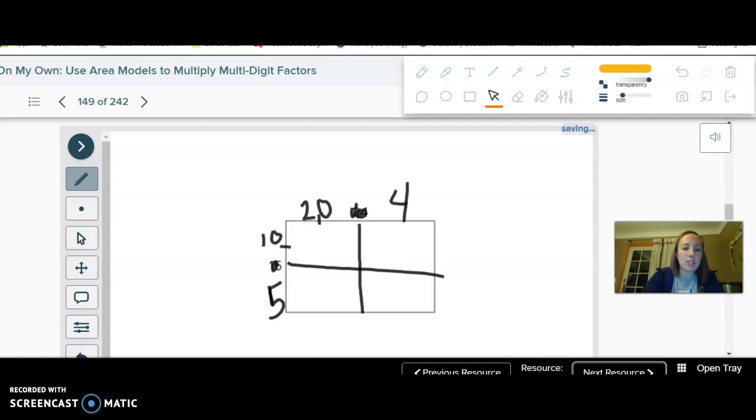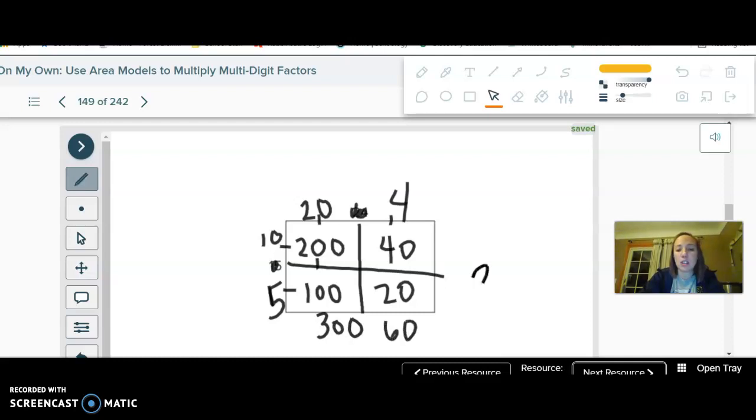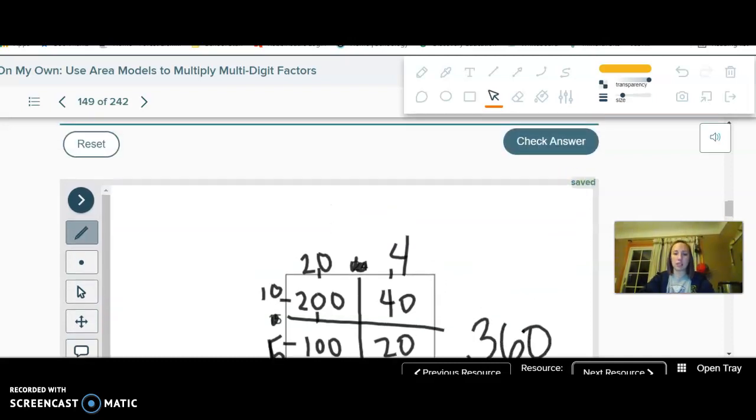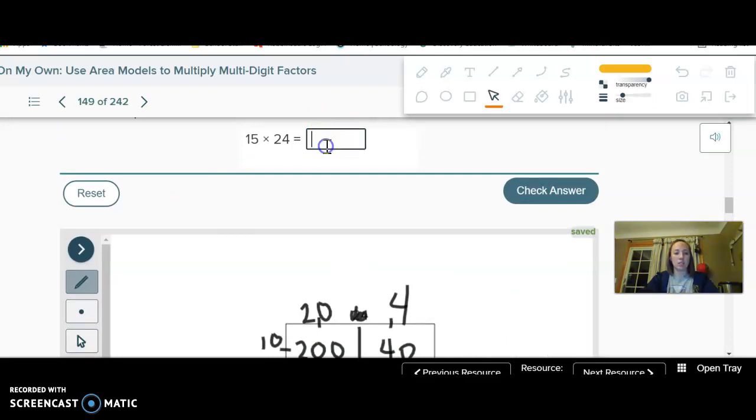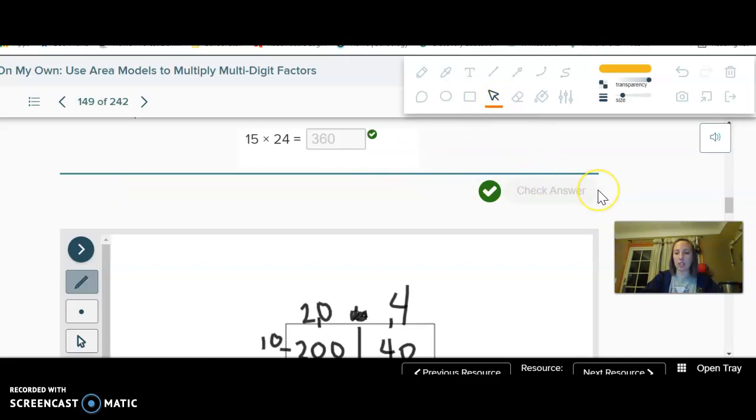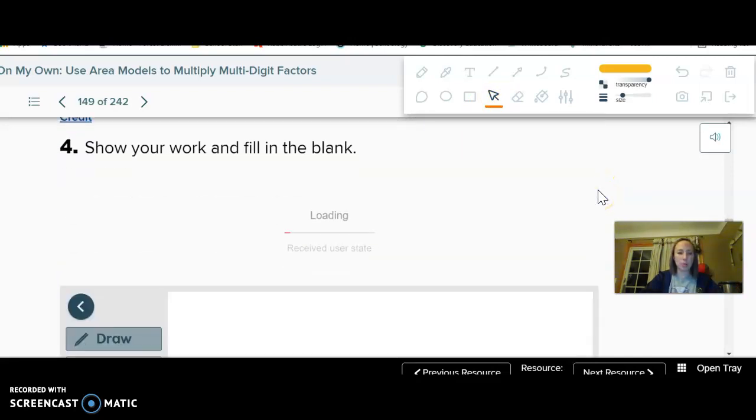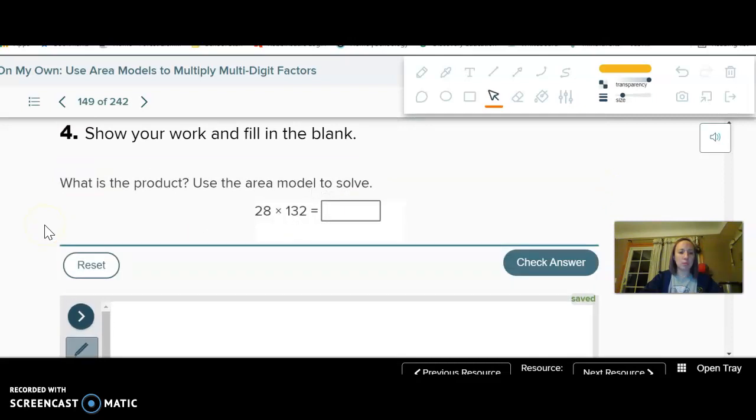So now I have 20 times 10. 1 times 2 is 2 with 2 zeros. 4 times 10 is 40. 20 times 5 is 100. And 4 times 5 is 20. So I might be able to do this in my head. 200 plus 100 is 300. 40 plus 20 is 60. So I get 360. Somehow I always feel the need to check to make sure, because even I make mistakes sometimes. It happens. Sometimes we just get a weird mind blank.